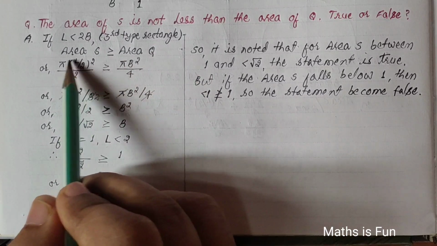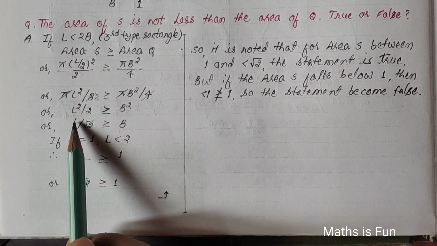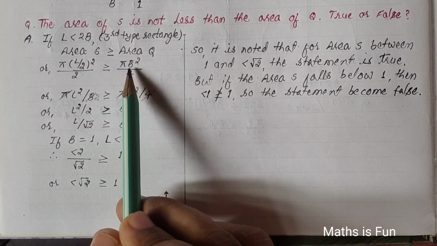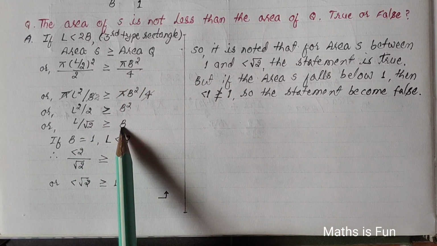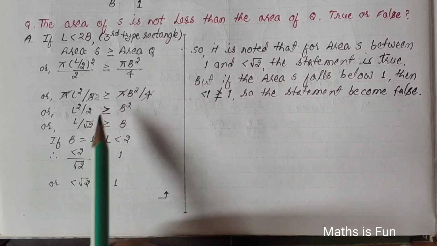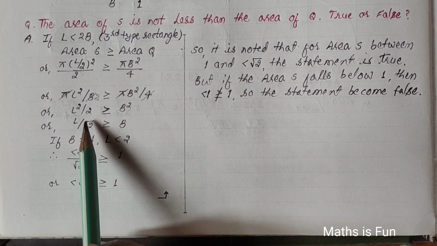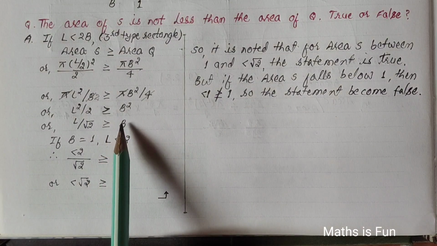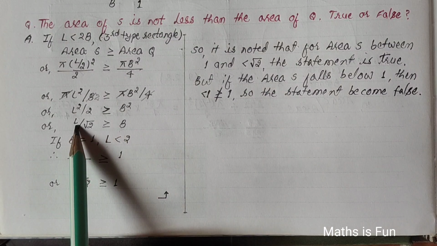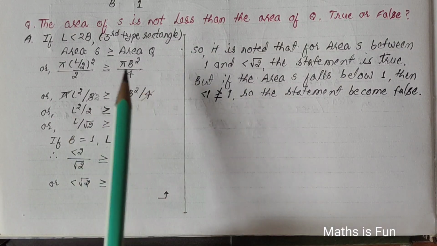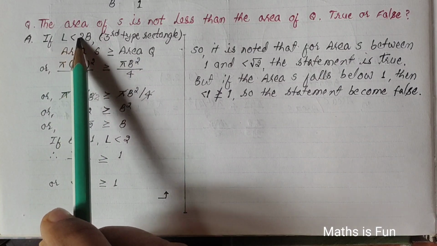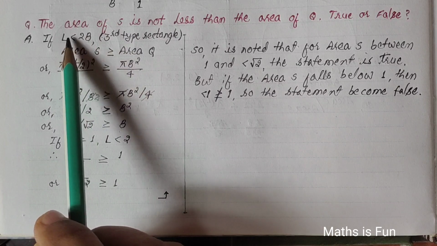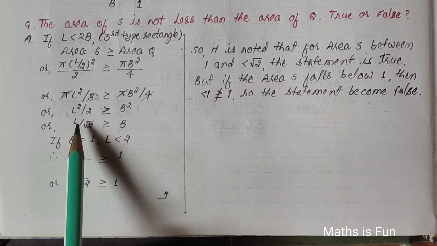Now if we simplify this area of S, we get L over √2, and if we simplify the area of Q, we get it equal to B. So we have the area of S as L over √2 greater than or equal to the area of Q, which is equal to B. Now if we take B as 1, then L will be smaller than 2. This is because we are taking the third possibility where the length is smaller than 2 times B. Now if B is 1, then 2 into 1 is 2, so L is smaller than 2.